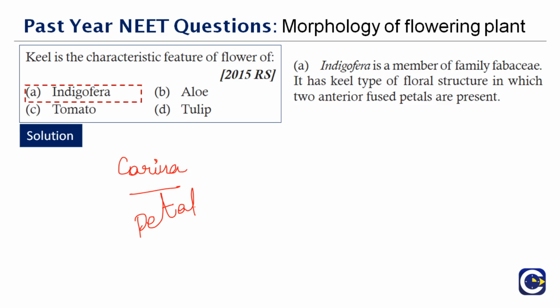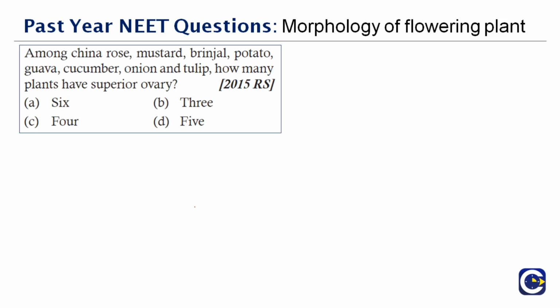Next question here. Among China rose, mustard, brinjal, potato, guava, cucumber, onion and tulip, how many plants have superior ovary? This question was asked in the year 2015. So what do you mean by superior ovary? First we need to discuss that. We already saw it in the initial question, I think. But what does it tell you?